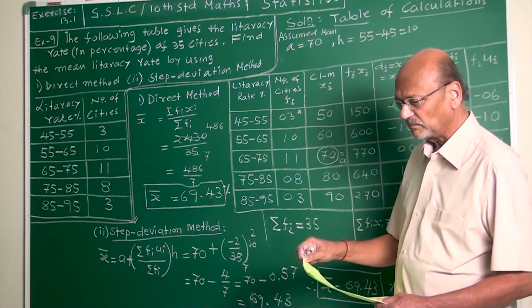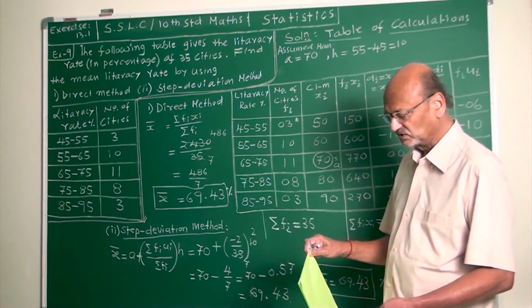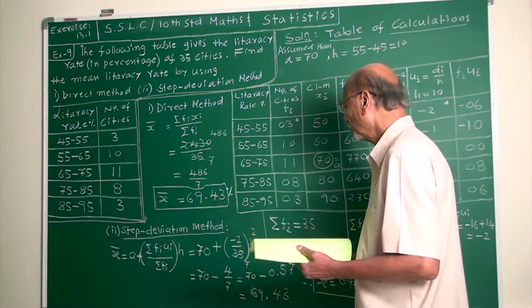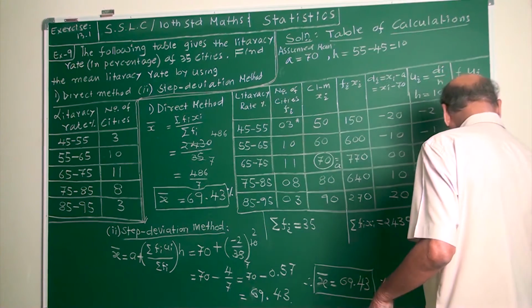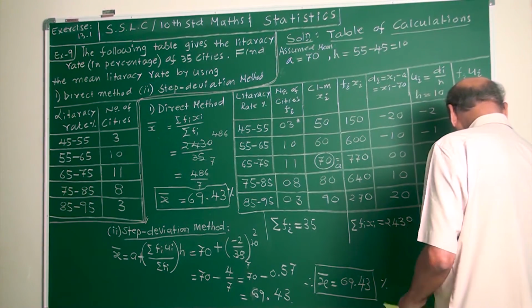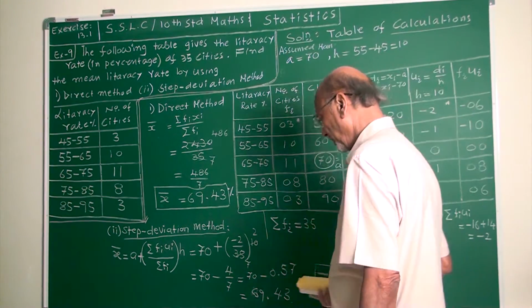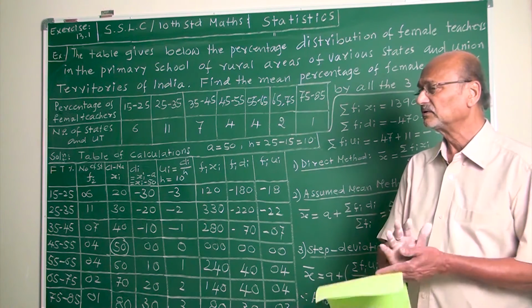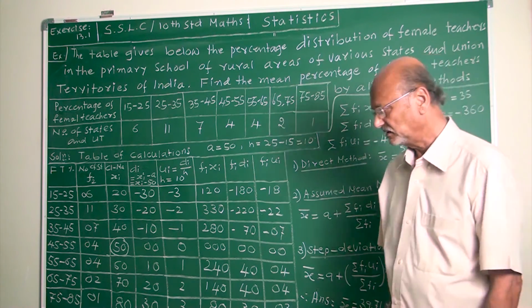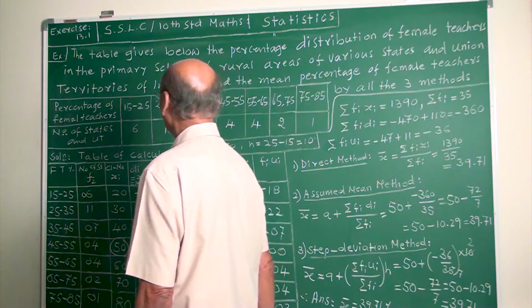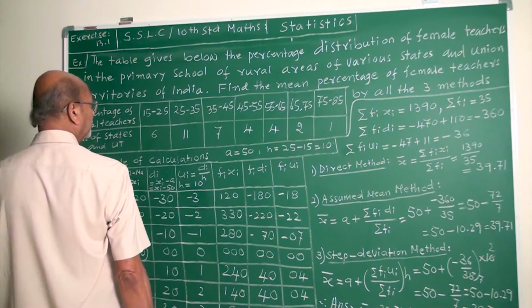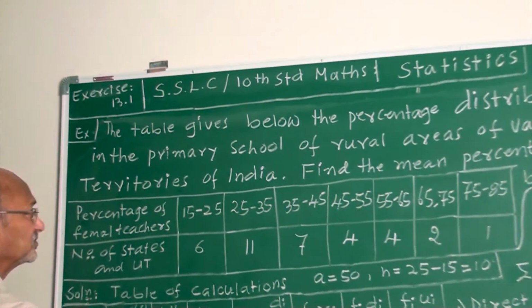I do one more example, that will be the last example on this. In that last example, I go with all the 3 methods, my friends. One example. Yes, friends. The last example taken is one in which we want to find the mean by all the 3 methods.